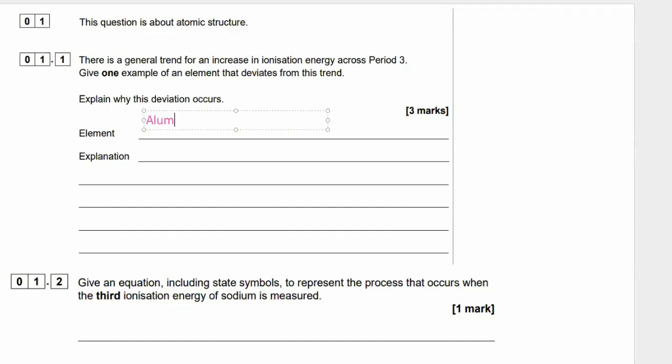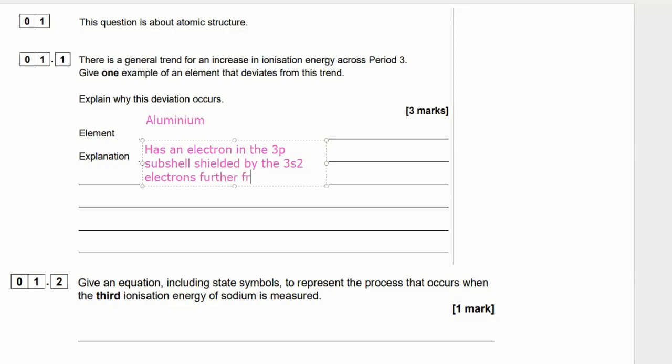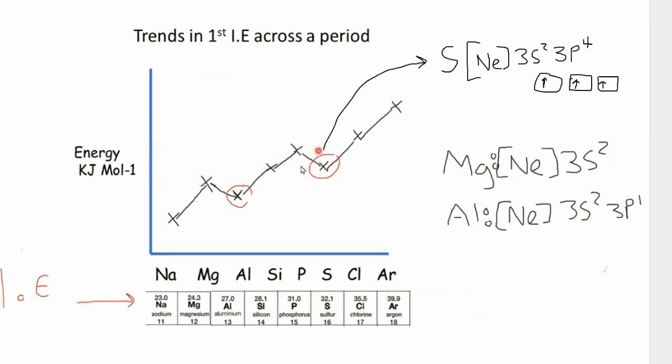So we have aluminium, nice pink writing. Explanation: has an electron in the 3p subshell, shielded by the 3s2 electrons, further from nucleus. Okay, let's look at our second possible answer.